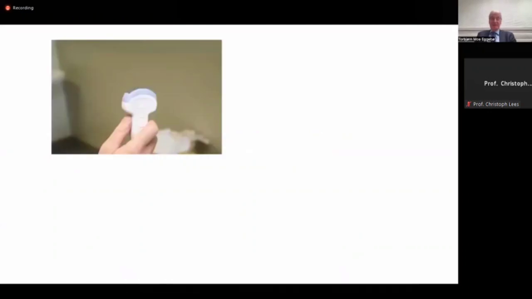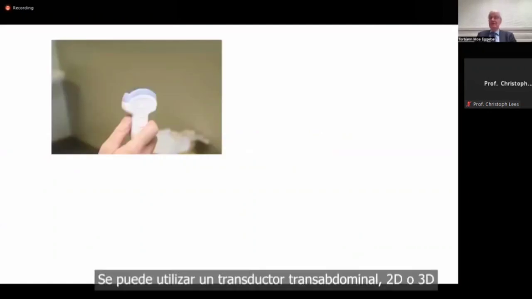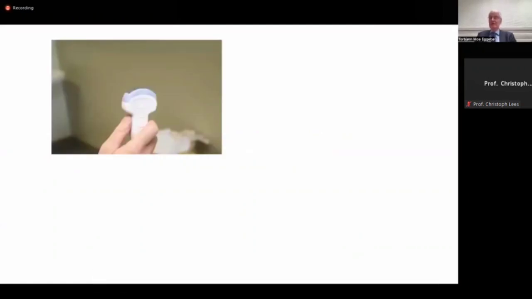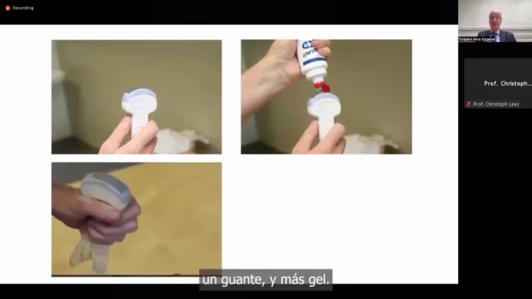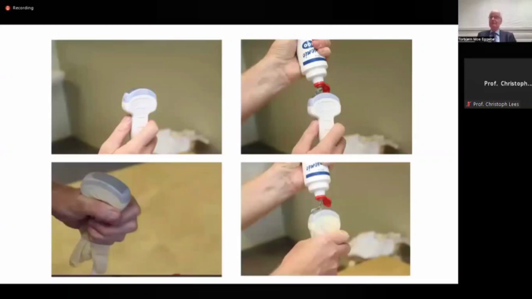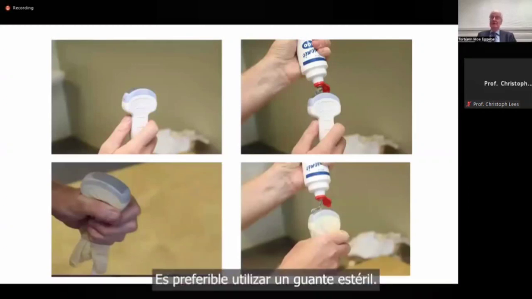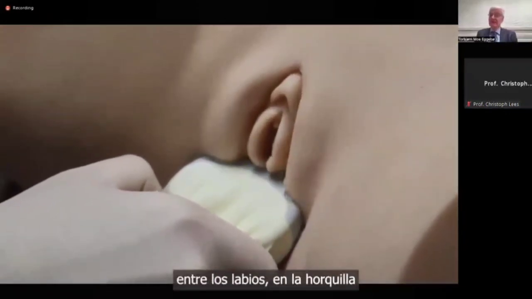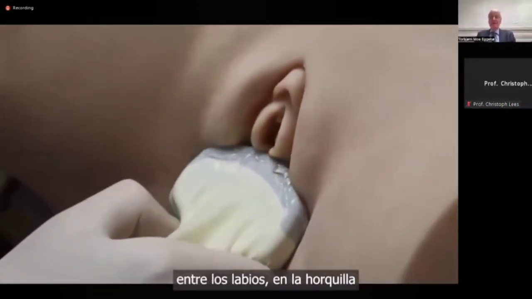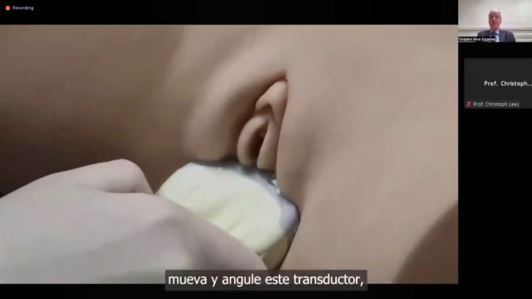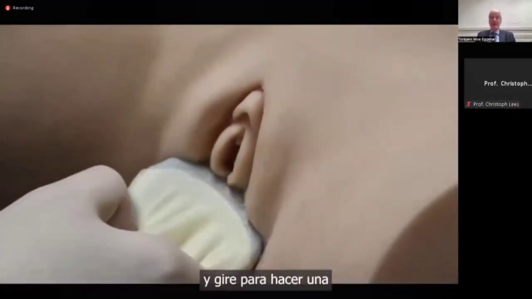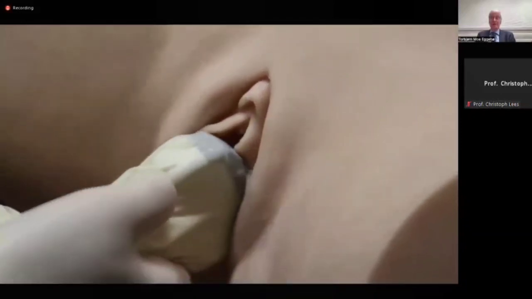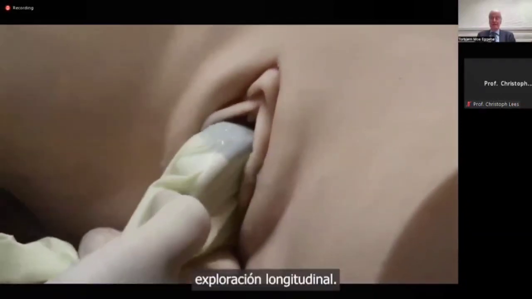Nowadays, we do a transperineal scan. You can use a transabdominal 2D or 3D transducer, doesn't matter. Put on gel, a glove, and more gel. Preferably, use a sterile glove. Place the transducer between the labia in the fourchette. Move and angle this transducer and rotate to a longitudinal scan.